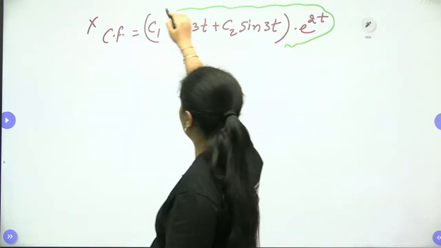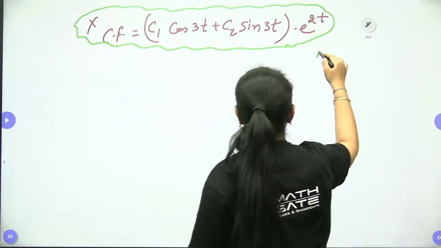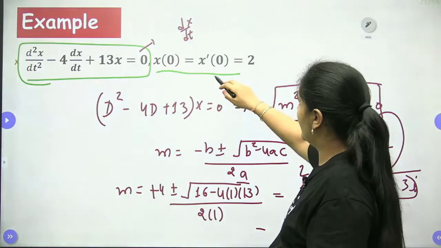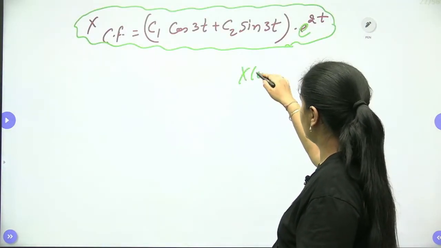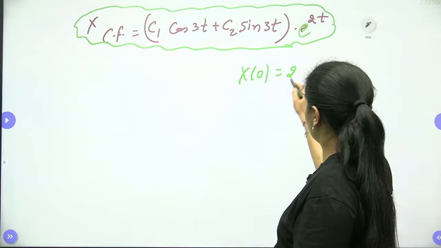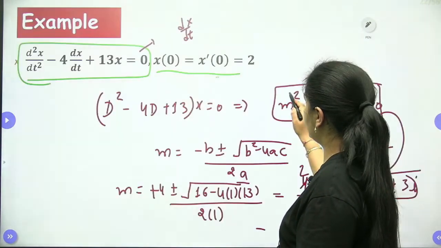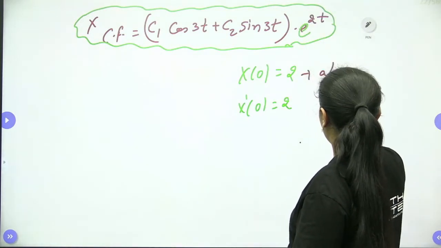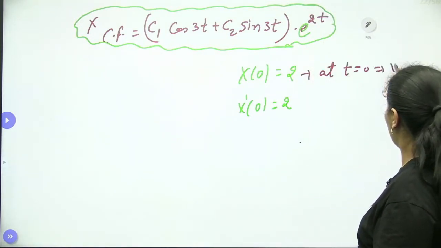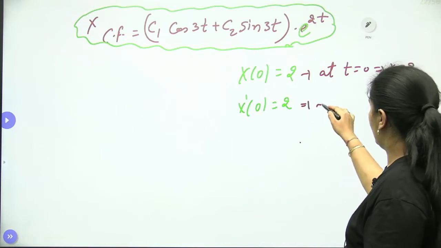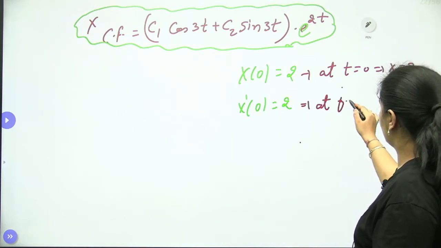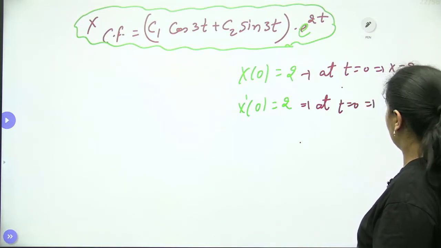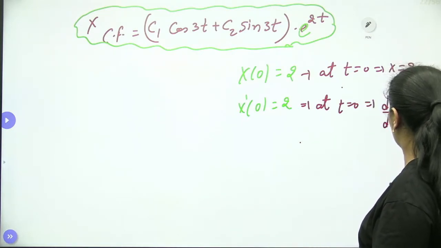But here we cannot leave the answer right here only. Why? Because we have initial conditions to find the solution. So we have conditions. The first condition is x(0) equals 2, and the second condition is x dash 0 equals 2. It means, dear students, at t equals 0, x equals 2, and at t equals 0, dx by dt equals 2 again.